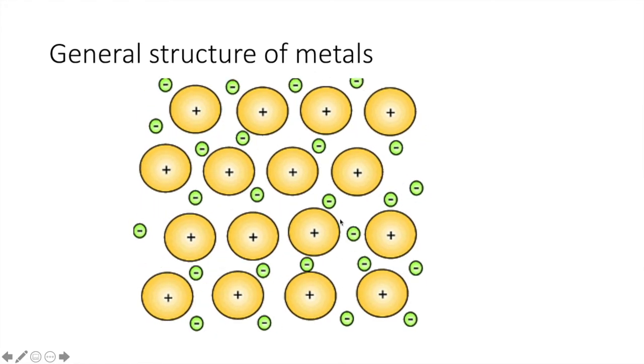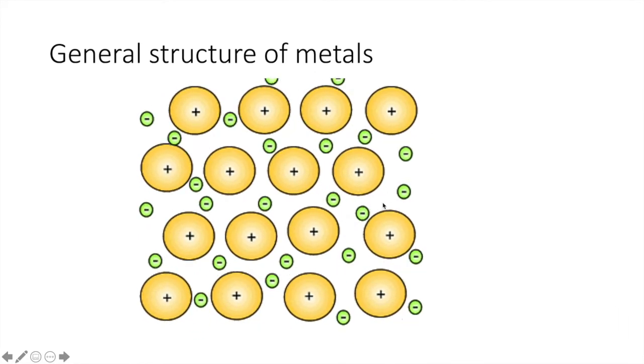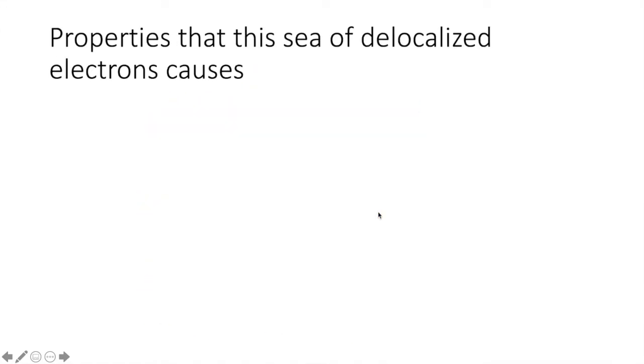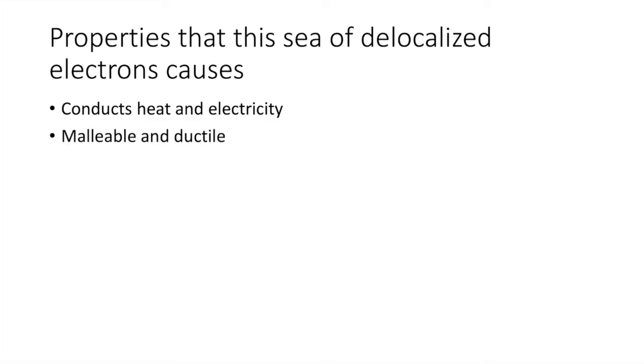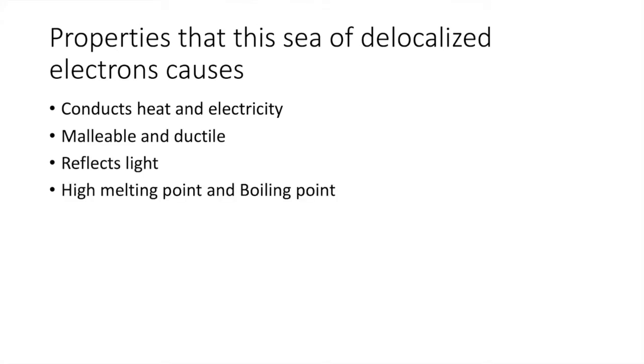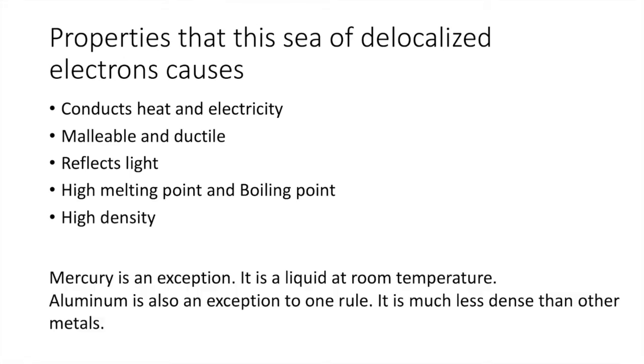This sea of electrons is the reason for metals' properties. The sea of delocalized electrons causes these properties. It conducts heat and electricity. It causes metals to be malleable and ductile. It reflects light. Metals have a high melting point and boiling point, and a high density.